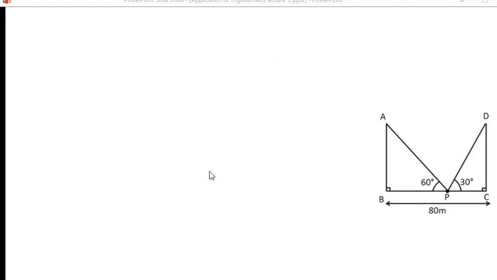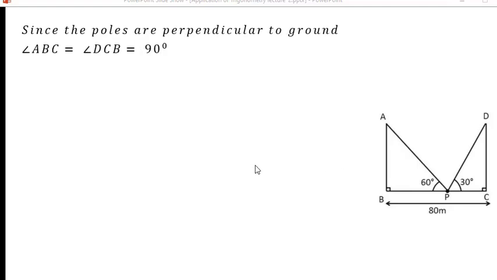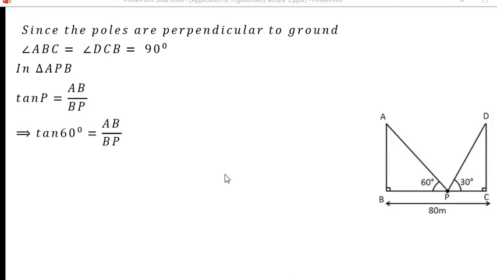Now two triangles are there. Okay, we will first take triangle APB. In triangle APB, if we apply tan 60 degree, tan 60 degree will give me AB upon BP. Tan 60 degree we know is root 3. So from here I will get the value of AB, or I will say that I will get the value of BP. Okay, so let us take the value of BP. BP is AB upon root 3.